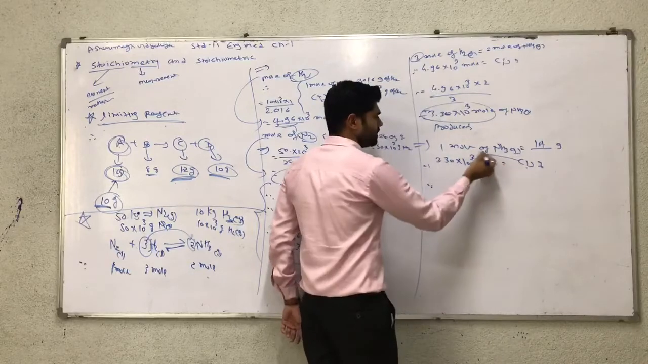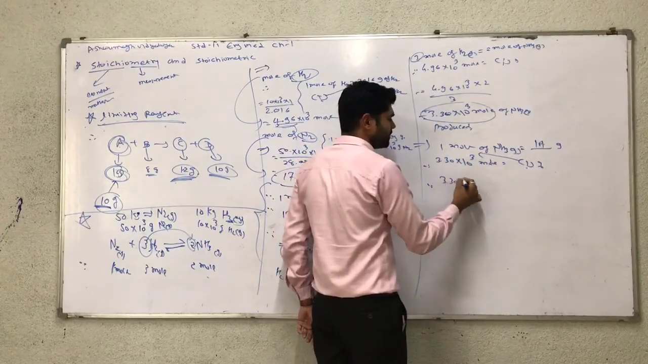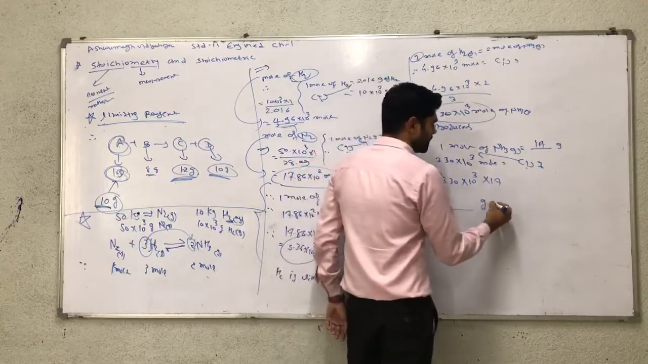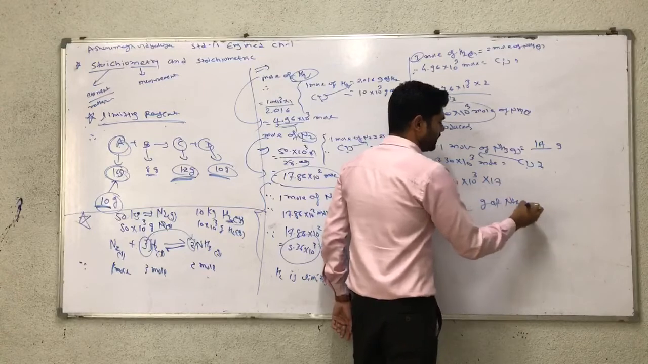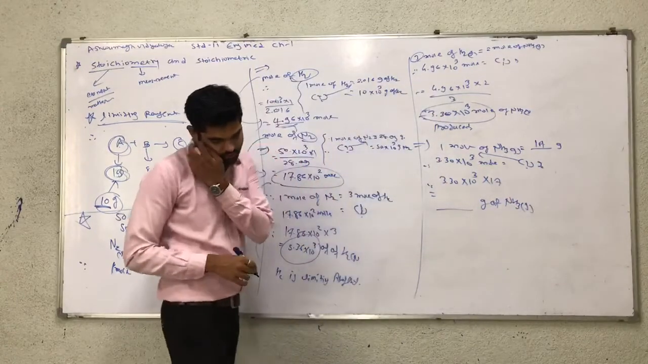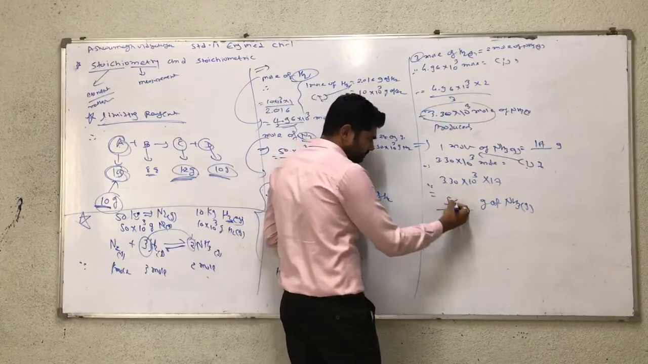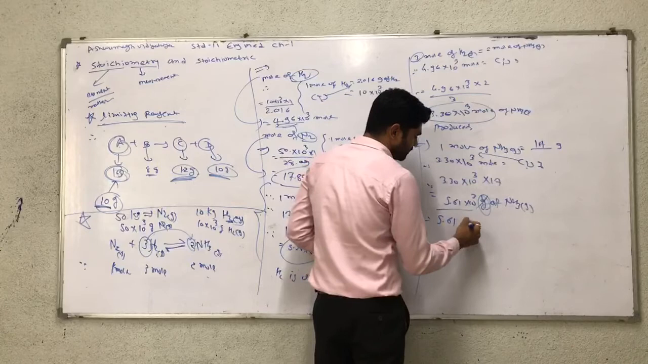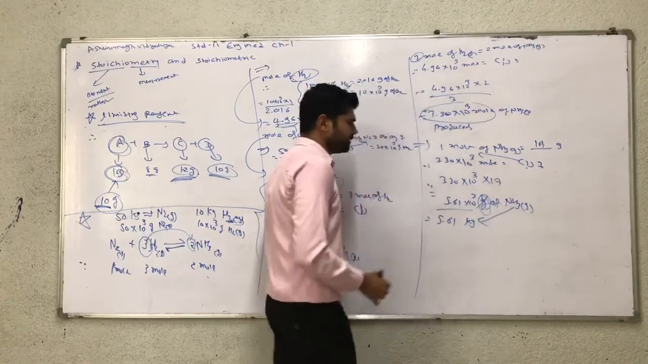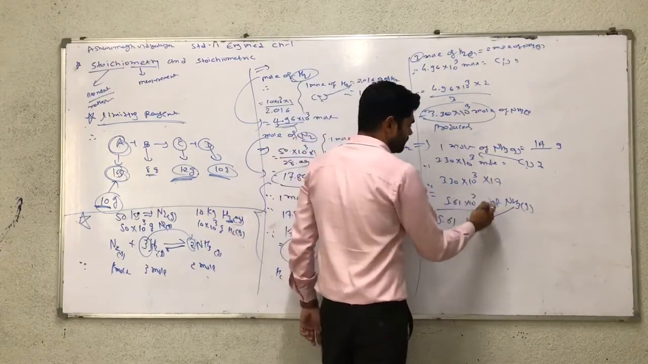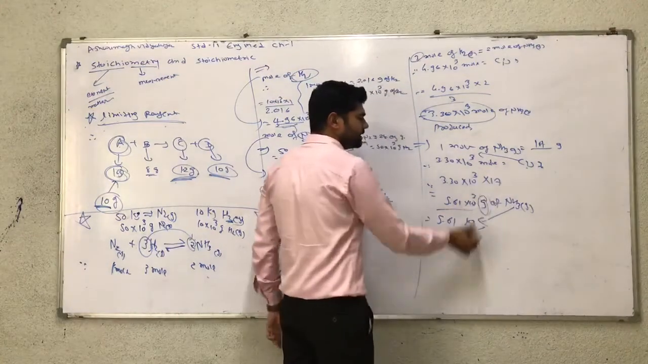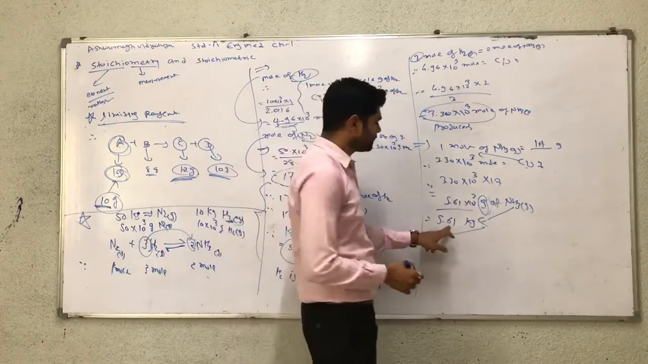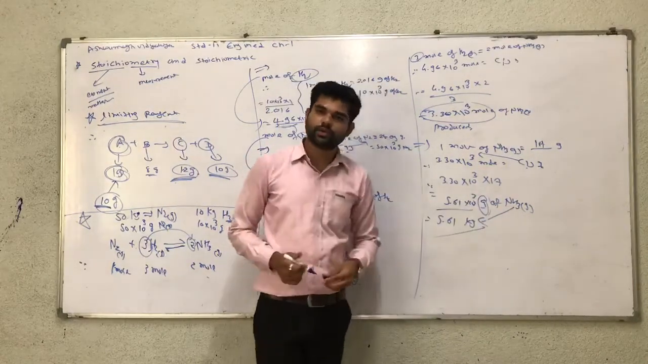Now our 3.30 into 10 raised to 3 moles is equal to how many grams? Multiply 3.30 into 10 raised to 3 by 17. Multiplying these two numbers gives 5.61 into 10 raised to 3 grams of NH3 gas. Now grams are converted into kg, so 10 raised to 3 cancels. So the answer is 5.61 kg of NH3 will be produced.